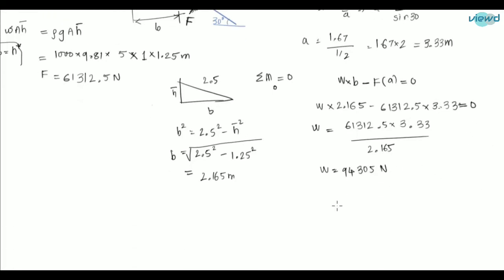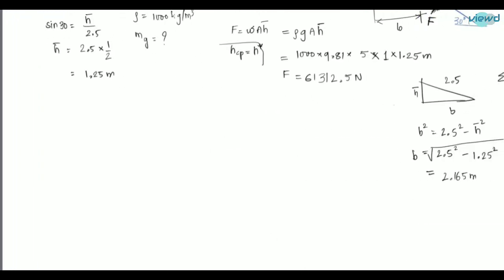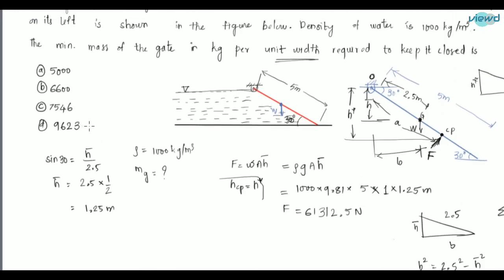And the question asked is in terms of mass. So W is equal to mg, and m is equal to W by g, and 94305 Newton divided by 9.81 yields the value m equal to 9613.16 kg. This is per unit width, since we calculated per unit width. So the option is, where is this? So 9623, approximately it equals this value. So 9623 is the answer.